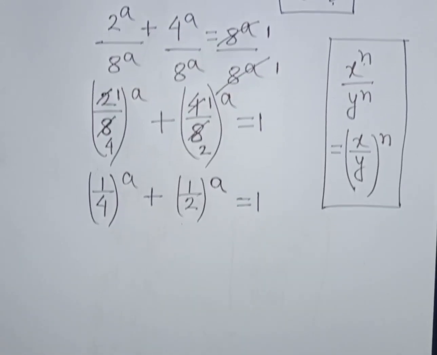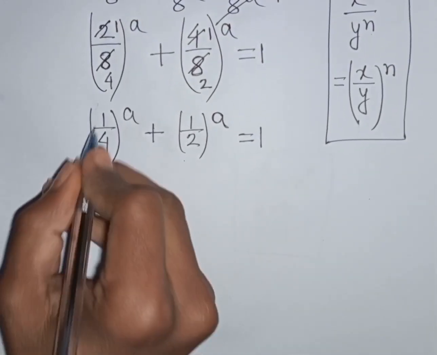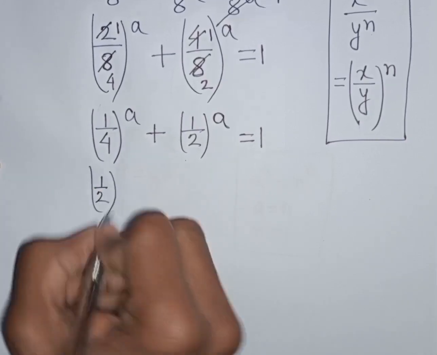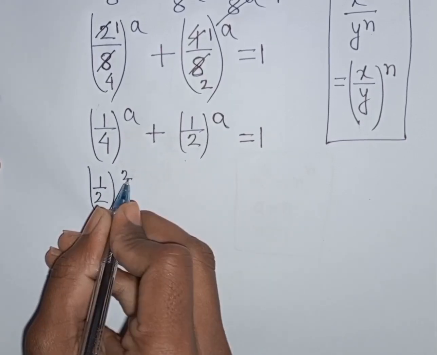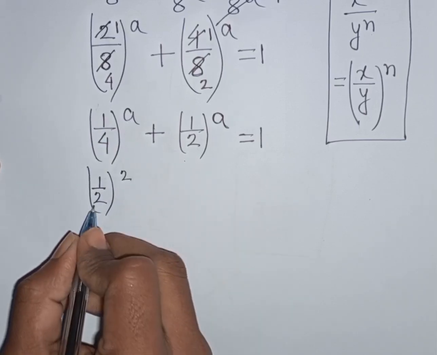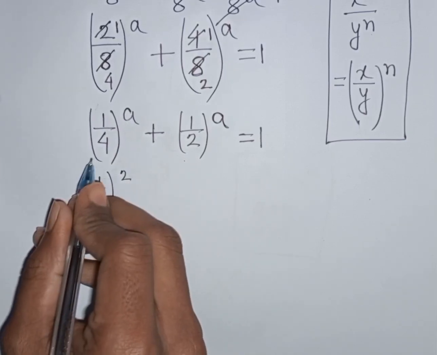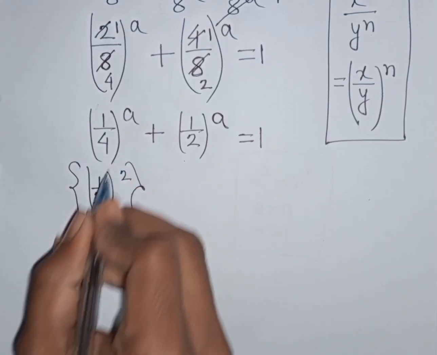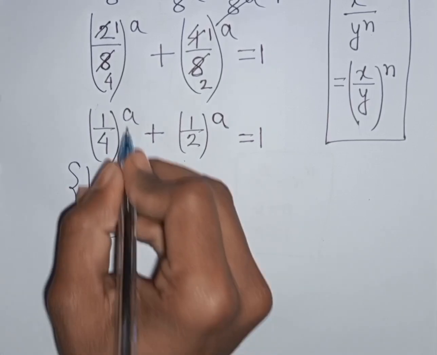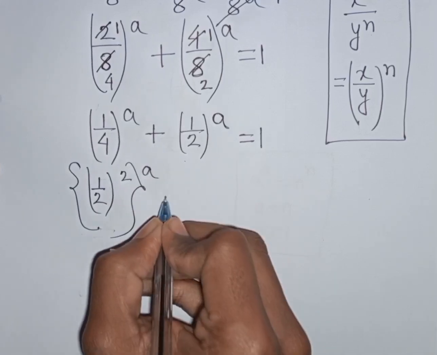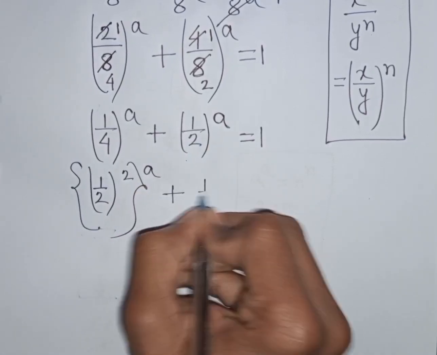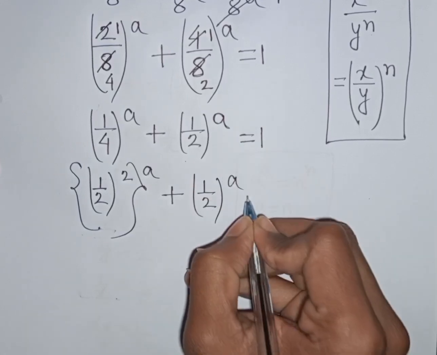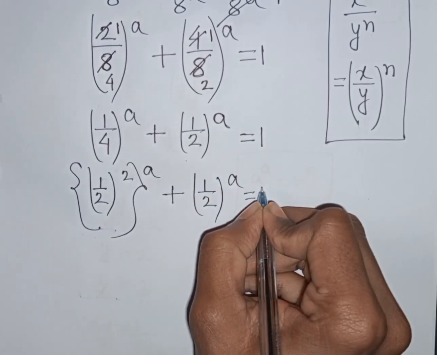Now 1 by 4 can be written as (1 by 2) bracket power 2. 1 squared is the same as 1, and 2 squared is the same as 4. Then the first bracket can be written as the second bracket. This first bracket can be written as the second bracket, then power of a, plus (1 by 2) bracket power a is equal to 1.